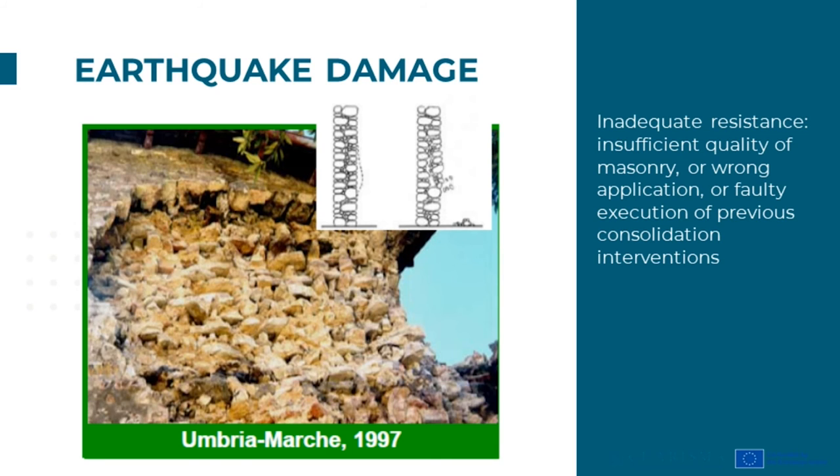An earthquake occurred in the regions of Umbria and Marche in central Italy on the 26th of September 1997. It was preceded by a foreshock almost as strong as the main quake. Such repeated shock can be detrimental to the state of buildings, especially when they have poor quality masonry, usually due to inadequate resistance. Improper bonding, low quality or missing plaster, and inadequate previous interventions.